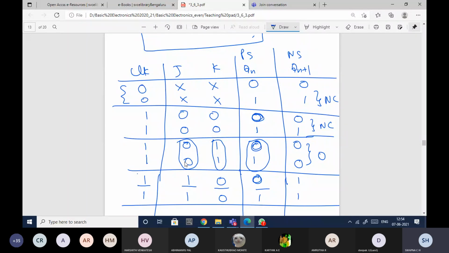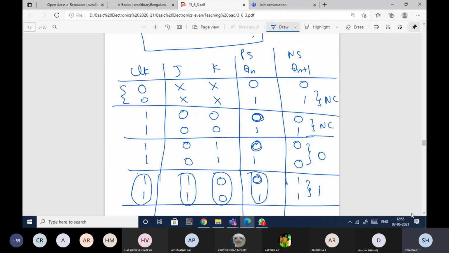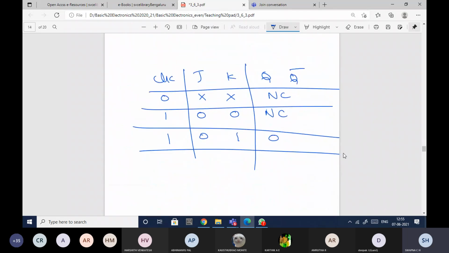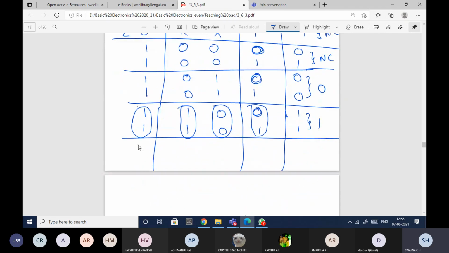So if you observe, let me just erase these lines. Check here. When clock is equal to 1, J is equal to 1, K is equal to 0, whatever might be the present state, the next state is always equal to 1. So let me write this. When clock is equal to 1, J value is 1 and K value is equal to 0, the output is 1, 0. Here 0, 1. Okay, so now we'll go with the next state.